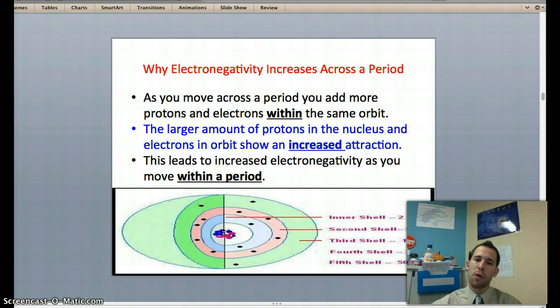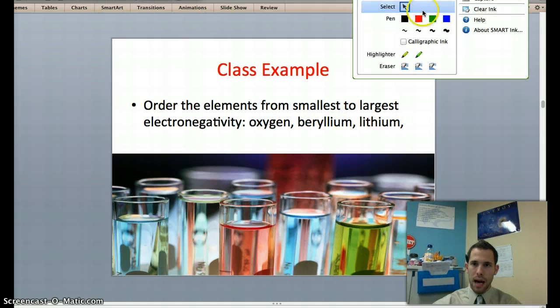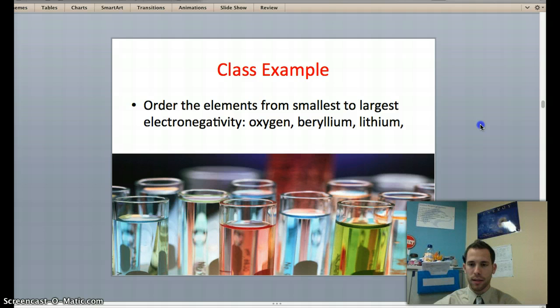So let's give a problem like this a shot. We want to order the elements from smallest to largest electronegativity: oxygen, beryllium, lithium. I could look at my periodic table, and I just did. I would notice that on my periodic table, in the exact same period, I have oxygen over here. And then if I move all the way across the periodic table to the left, I have beryllium.